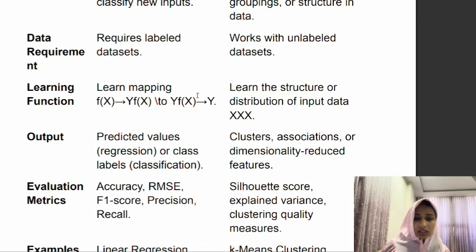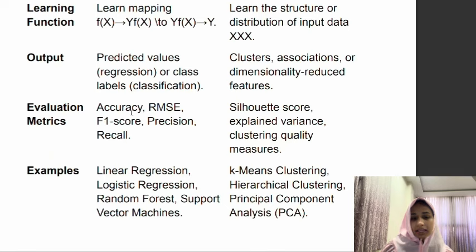Then learning function: learn mapping, like f of x to y. And learn the structure or distribution of input data, that is x. Now predict values, that is regression, or classify labels, that is classification. And clusters, here it is clustering, association or dimensionality reduction features. Then here it is accuracy, RMSE, F1 score, precision, recall. And here it is silhouette score, explained variance, clustering quality measures.